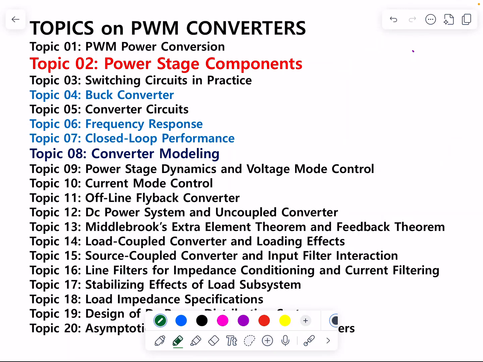In this topic, we study the circuit components employed in the power stage of PWM converters, such as semiconductor switches and energy storage or energy transfer devices. We'll focus on the fundamental behaviors of the components along with their circuit equations in PWM power conversion circuits. The physical structure and operational principle of the components are only briefly discussed.